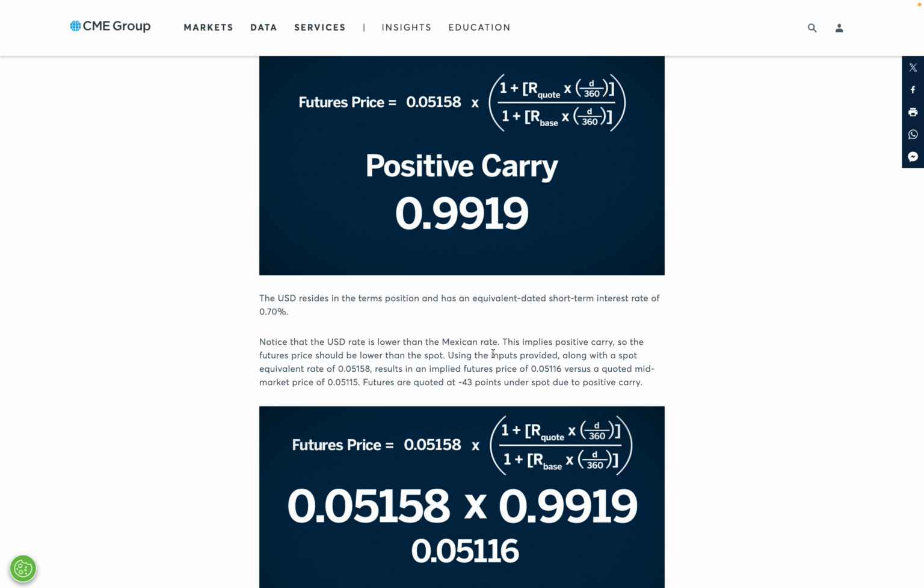Using the input provided along with the spot equivalent rate of 0.05158, resulting in implied futures price of 0.05116 versus a quoted mid-market price of 0.115. Futures are equivalent to a 43 points under spot due to positive carry.